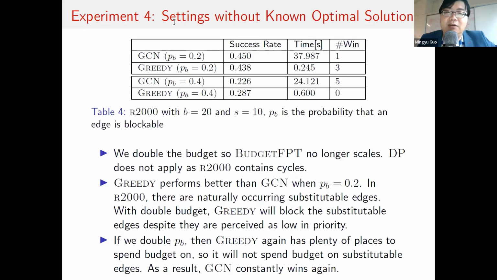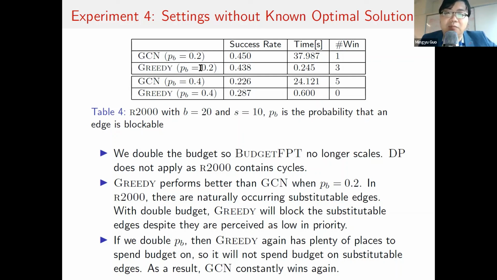And then finally, we look at a setting that is larger where we cannot run any of the fixed parameter algorithms. So we have a budget of 20, we have a number of entry nodes of 10. And then remember, we are talking about a really large graph, like 6,000 nodes. And then another parameter we set is the probability that an edge is blockable. So whether it's 20% blockable or 40% blockable.